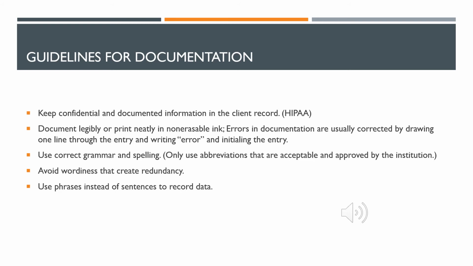Avoid wordiness that creates redundancy. Your book gives a great example of this. When you are doing an abdominal assessment soon, you would not write something like auscultated gurgly bowel sounds in right upper, right lower, left upper, and left lower abdominal quadrant. Instead, you would document bowel sounds present in all quadrants. See how that's different? That's very concise and to the point. You're going to use phrases instead of sentences to record data.